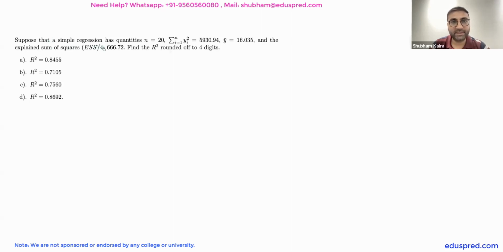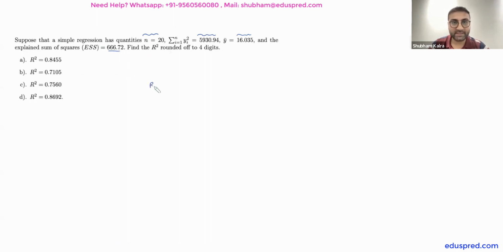Suppose that a simple regression has quantities n equal to 20, so that's your sample size. Summation of yi square is this value, y bar is this value, and the explained sum of squares, that is your ESS, is equal to this. We have to find the R square.